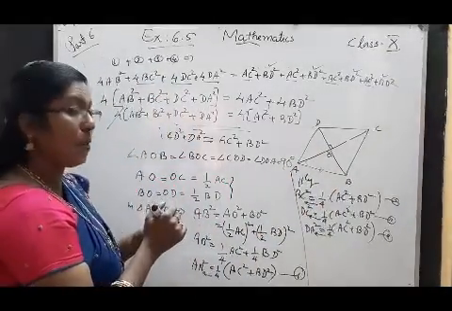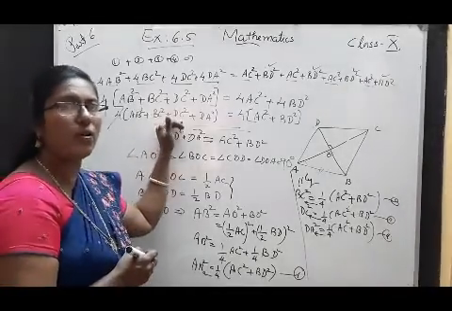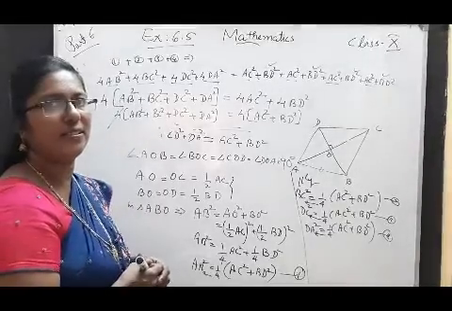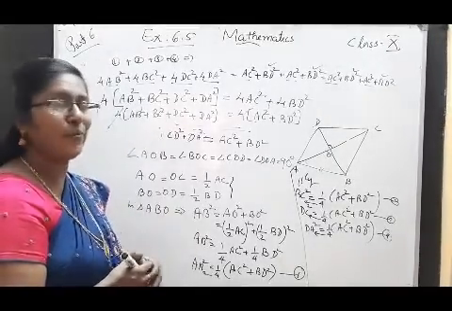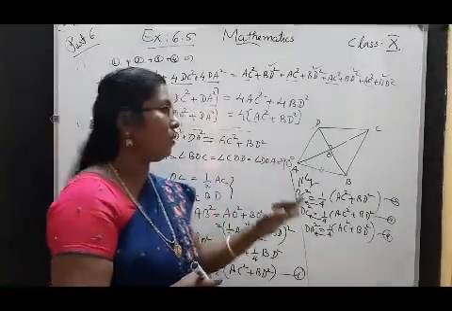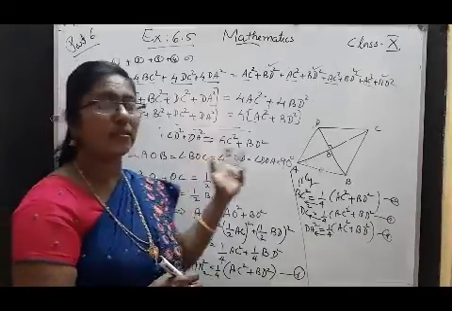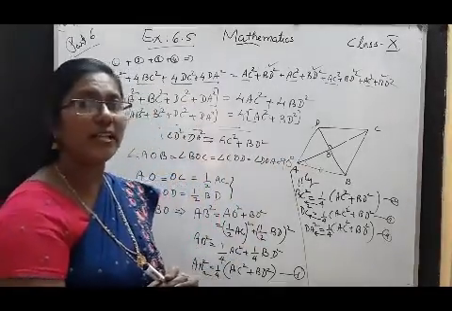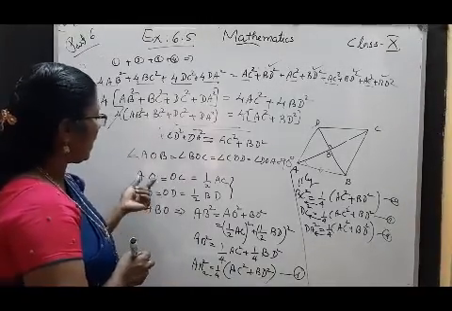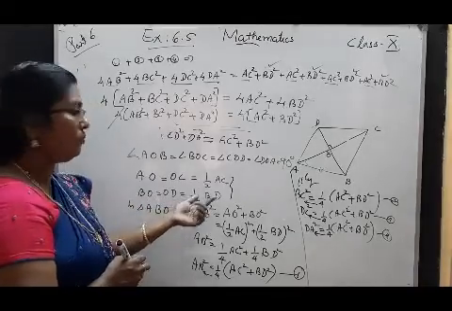Okay, clear? The sum of the squares of the sides of a rhombus is equal to the sum of the squares of its diagonals. This is the answer. It's an important question. Here, first of all, take the properties of the diagonals of a rhombus. All the sides are equal and the diagonals bisect each other at 90 degrees. So we can say that AO and OC are half of AC, BO and DO are half of BD.